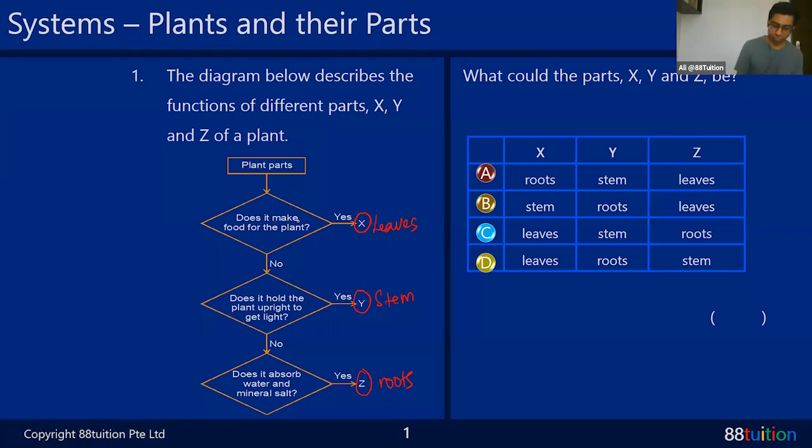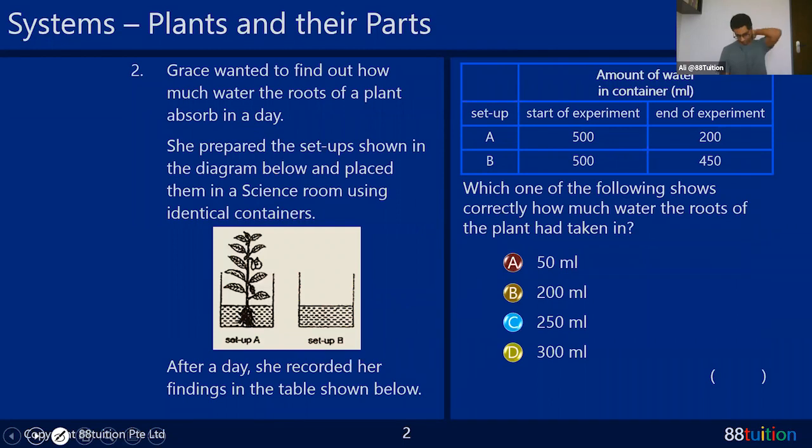So you need leaves, stems, and roots, which are the answers to this, because you just look at the question: does it make food? And it says yes. And there's only one plant part that makes food. That's the leaves. So I have straight away identified this as my first answer. Does it hold the plant upright? That must be the stem. So that's the second answer. Does it absorb water? Roots. So this question is too easy, we should move along. Second question slightly needs a bit of thinking. Is the answer B or C or D?